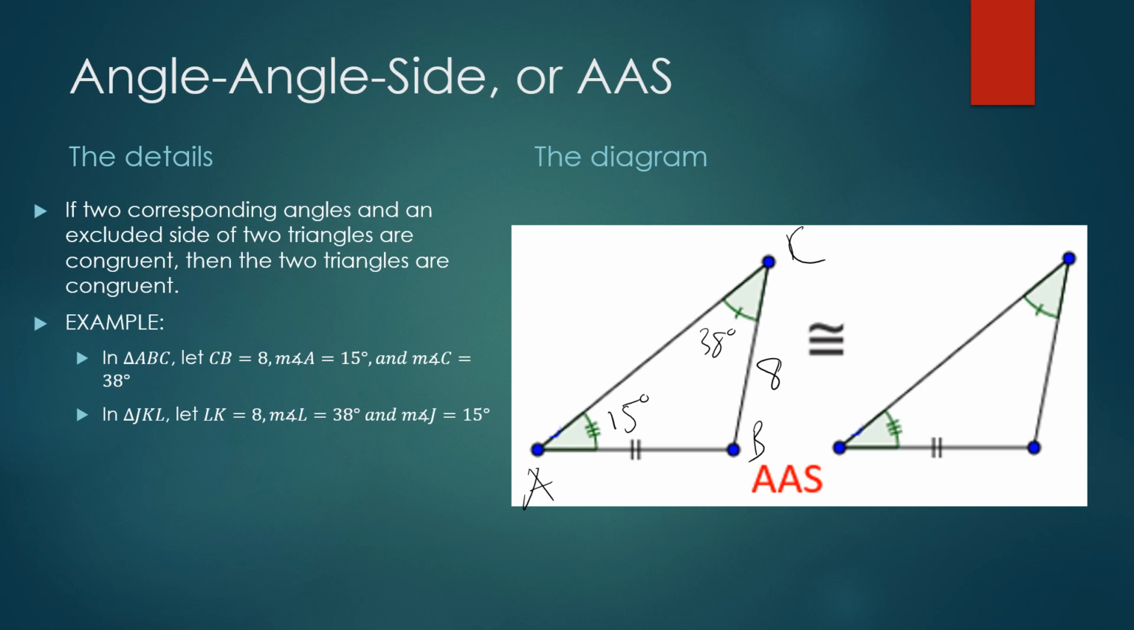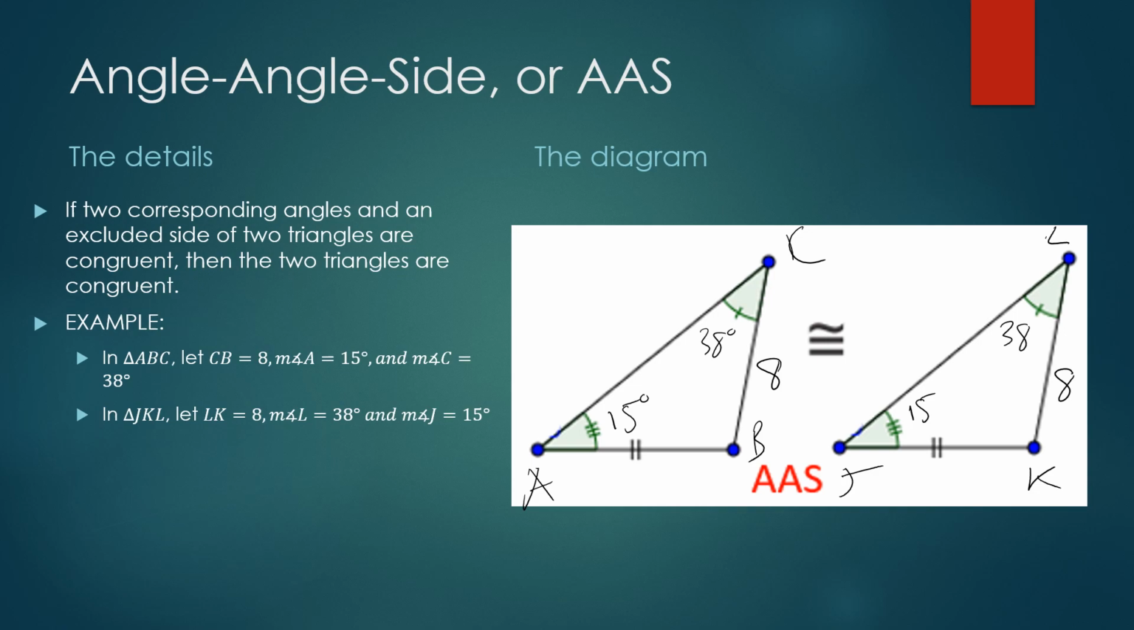So if I have side L is 38 degrees. Since C is 38, L must be over here, which means this is 15. And then that's J. This is K. We're given LK, which is also 8.